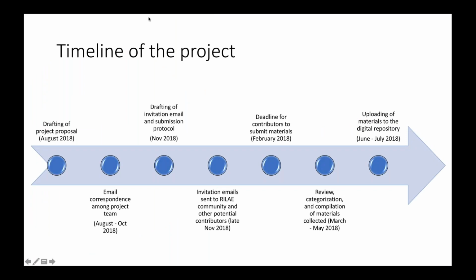So as you can see here, this is the timeline of our project, and we're actually at the stage of drafting the invitation email and submission protocol. We're making a Google form where people can complete and submit files very conveniently. And hopefully by late November this month, we are going to send out invitation emails to, of course, the RILAE community and other potential contributors. And then next February would be the tentative deadline for contributors to submit the materials, the data articles, the data and instruments, things like that.